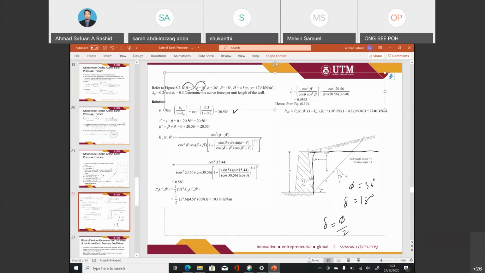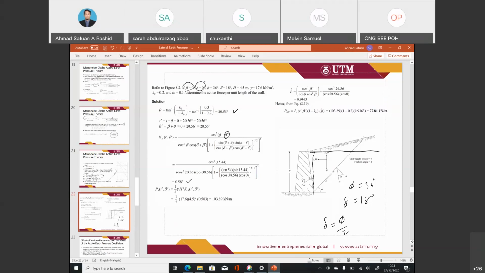Then we use the equation for the KA with I prime and B prime. Because the B prime has been simplified, which is equal to B plus theta, we include all the information inside the KA. Then we have calculated the KA as equal to 0.583. So that is for the KA.